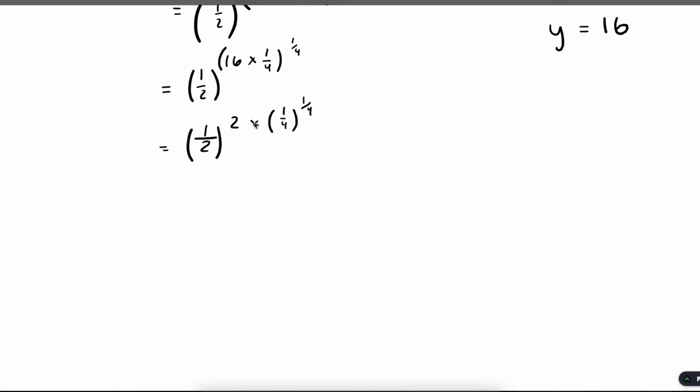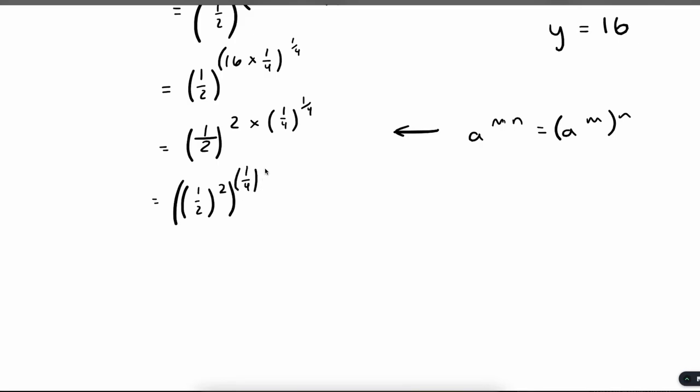Now, using the power laws, a to the m n equals a to the m to the n. So we can just do a half. So using that on this one, just do a half to the 2 to the 1/4 to the 1/4, which makes 1/4 to the 1/4 to the 1/4.